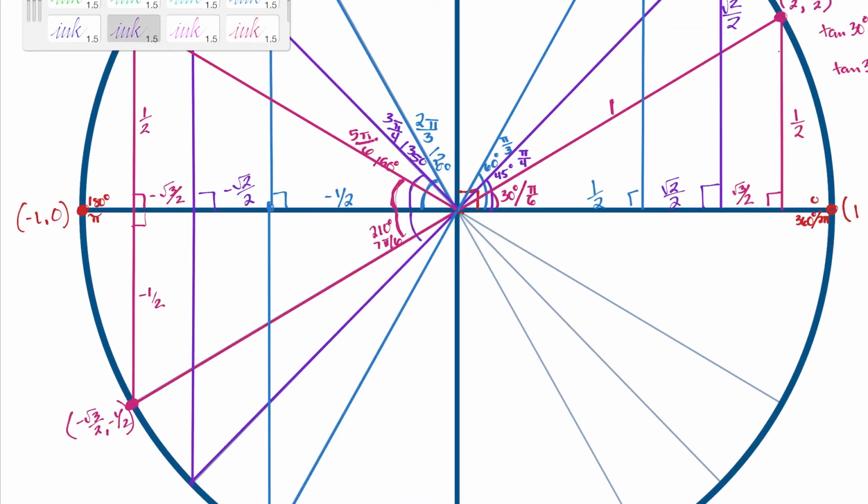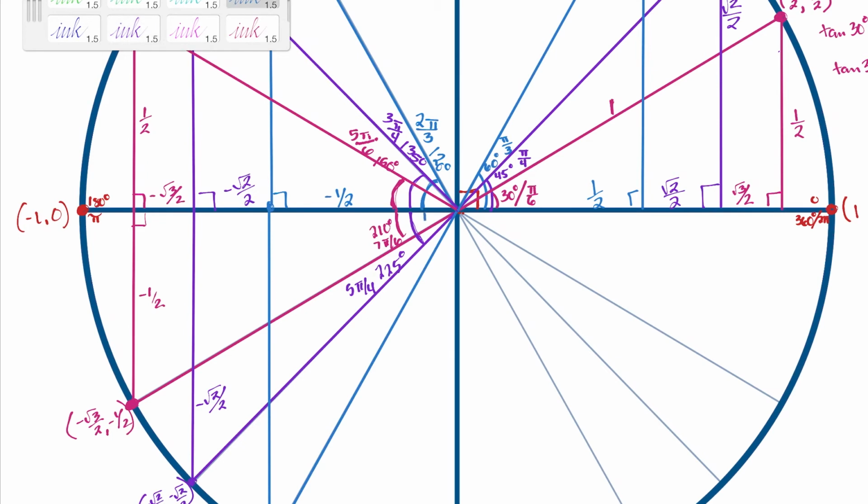For my 45-degree reference, so it's the angle in the middle, we've gone 45 degrees past 180, so it's 225 degrees, or we can say 5 pi over 4 radians. And we still have that negative square root 2 over 2. Again, we've gone down, so my y value would be negative square root 2 over 2.